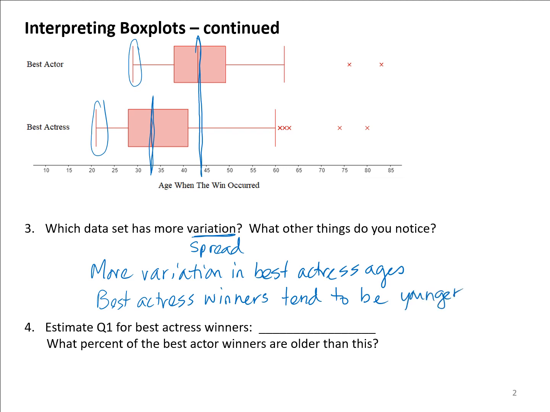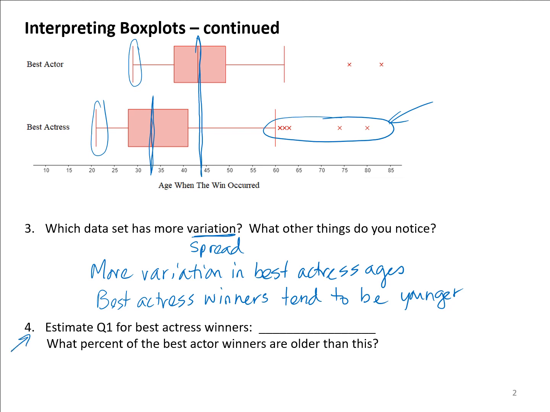And because of that, you do have some best actress winners who are older, but they are outliers, as you can see, these X's. So it's unusual, when you compare it to the rest of the data set, to have someone above 60 winning best actress.